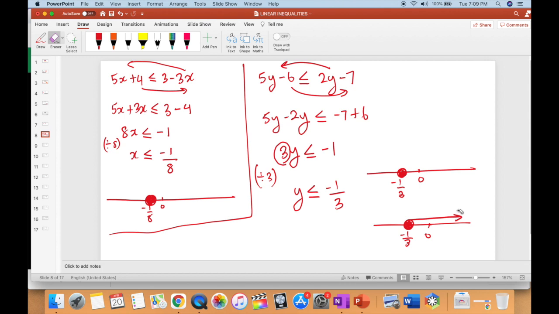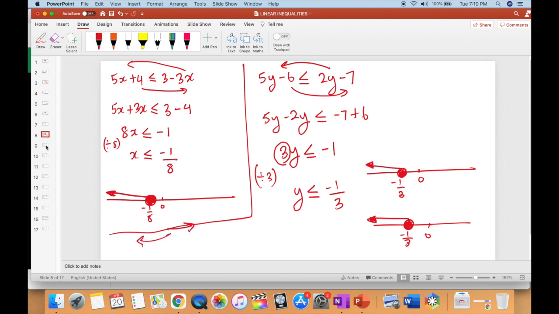So I don't know why nobody corrected me there. Shame on you all, but shame on me for teaching the wrong thing too. But yes, they're both less than, so they both have to go in this direction. That is so true. Thank you very much, Scotia. They both have to go in this direction.